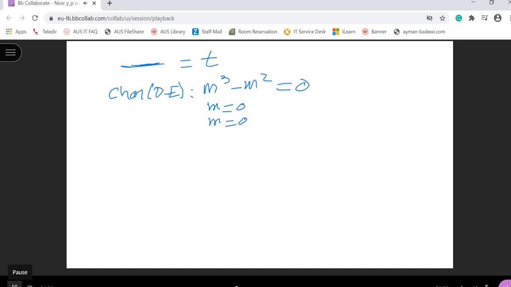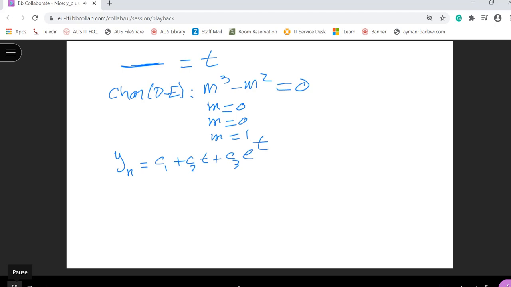Here is another one. Imagine you have something here equal, let's see, and your characteristic polynomial. All of you know how to come up with the characteristic polynomial: m cube minus m square equals zero. So when you solve that, you come up with m equals zero and m equals one. So we tell you y homogeneous equals C1 plus C2 t plus C3 e to the t, right?